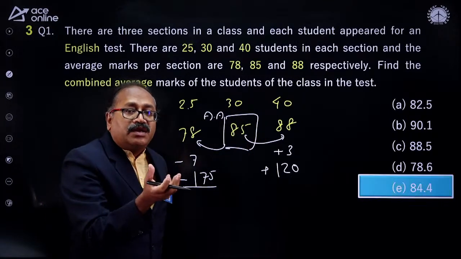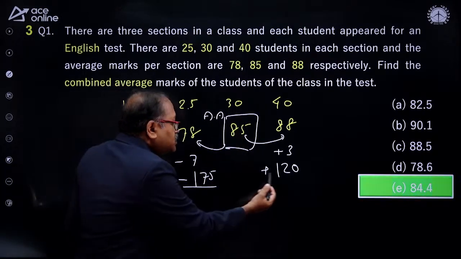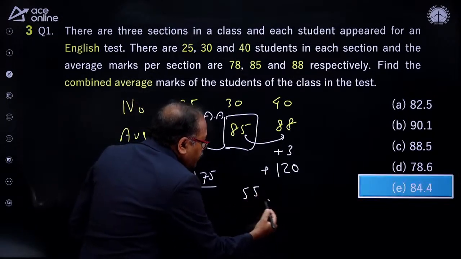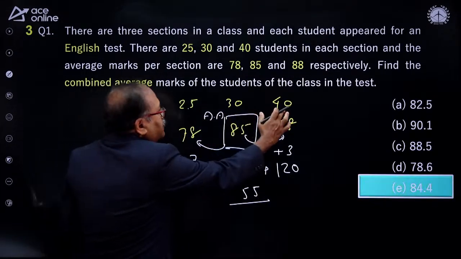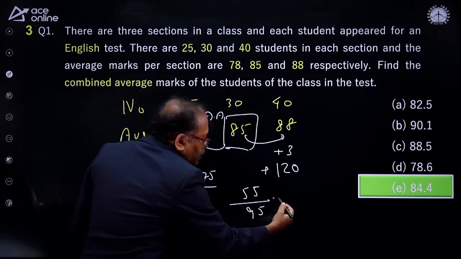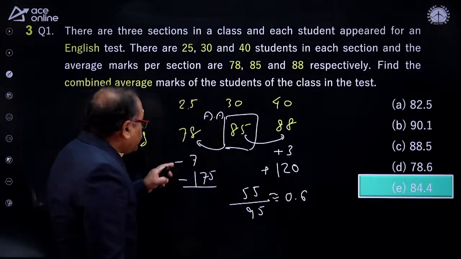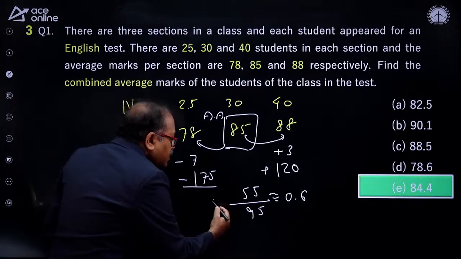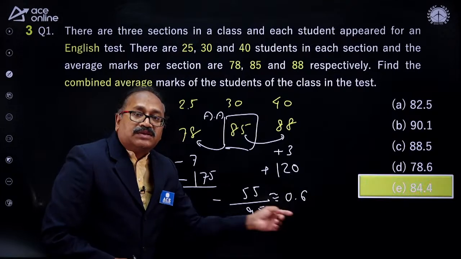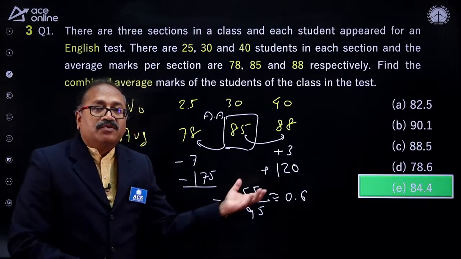So you will get the variation from the assumed average. So what is that variation? 175 plus 120, I notice that this is 55. So divide this 55 by the total number of students, that is 70 and 95. So you notice that this comes approximately 0.6, and it is negative. This 55 is negative. That means from the assumed average, you subtract 0.6, you are getting the actual average. A lot of calculation volume will decrease if you go with this method.